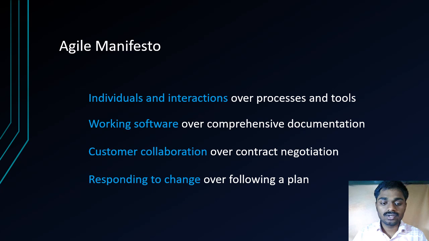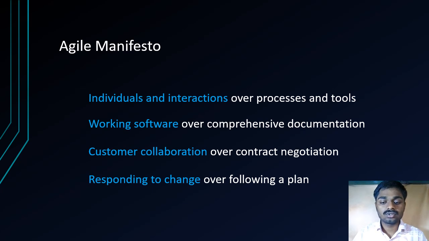Then, working software over comprehensive documentation. Agile emphasizes delivering functional, high-quality software rather than producing extensive documentation. While documentation is still important, Agile focuses on providing tangible, usable software that meets the customer's needs. Documentation is kept lean and relevant, avoiding the excessive time and resources that can slow down traditional methods.